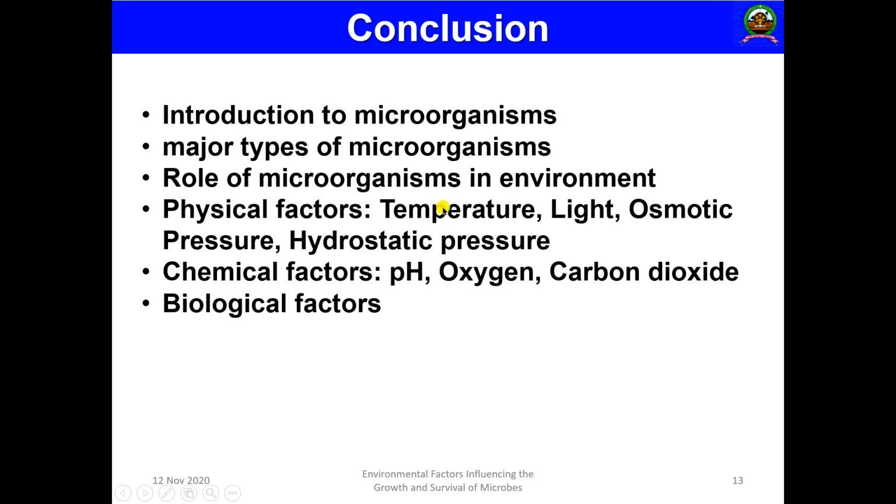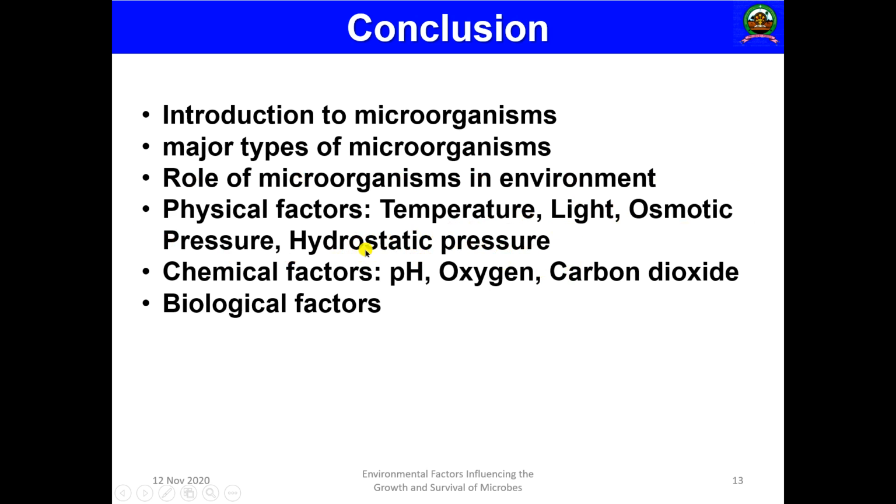You know what the main things are. Next one is light. Based on the light, the organisms are classified as phototrophic organisms and photosynthetic organisms. Next one is osmotic pressure and salt concentration. The organisms that require high salt concentrations are known as halophiles. Those that require high osmotic pressure are known as osmophilic organisms. The next one is hydrostatic pressure. If the organism requires high atmospheric pressure, such kinds of organisms are known as barophilic organisms.